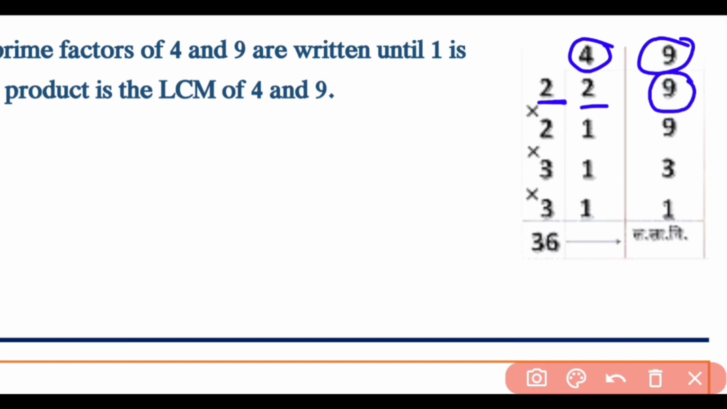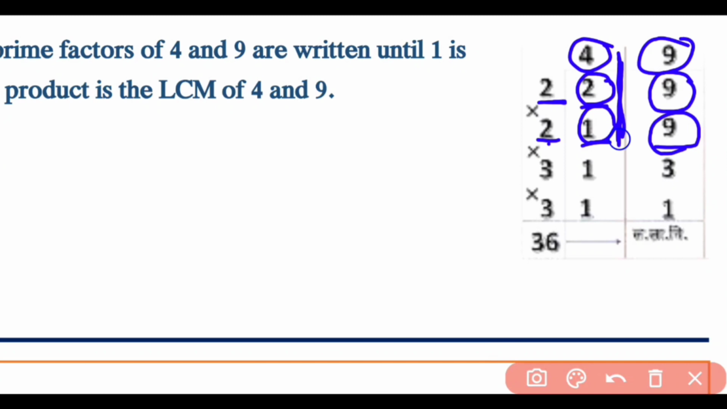Now again we have to see this 2. This 2 is divisible by 2. 2 1s are 2. Again this 9 is not divisible by 2, so we have to write 9 as it is. Now as we have got 1 here, the factors of 4 are ending here. We have to keep on writing 1 below this.